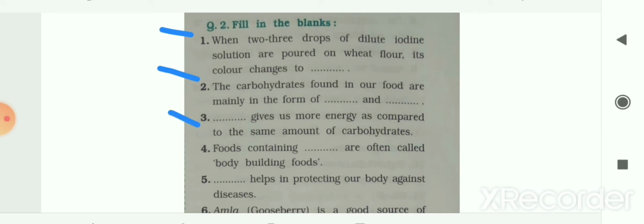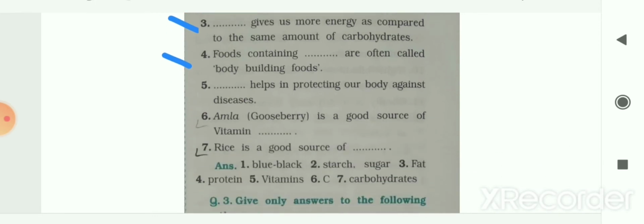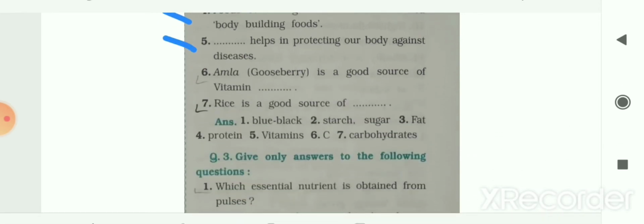Next blank. Blank gives us more energy as compared to the same amount of carbohydrates. So your answer is fat. Fat gives us more energy as compared to the same amount of carbohydrates. Next, fourth number. Foods containing blank are often called bodybuilding foods. So the foods containing protein are often called bodybuilding foods. So your answer is protein. The next blank, fifth number. Blank helps in protecting our body against disease. So vitamins help in protecting our body against disease.